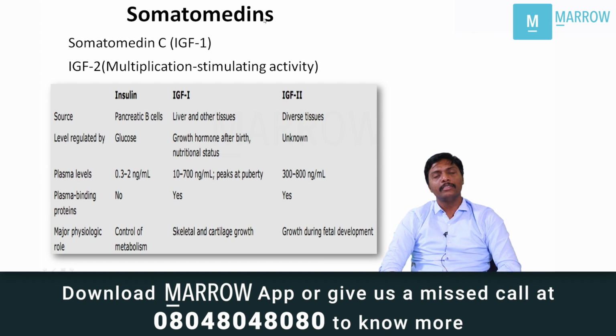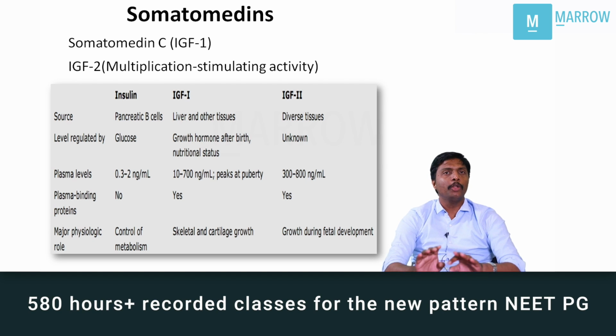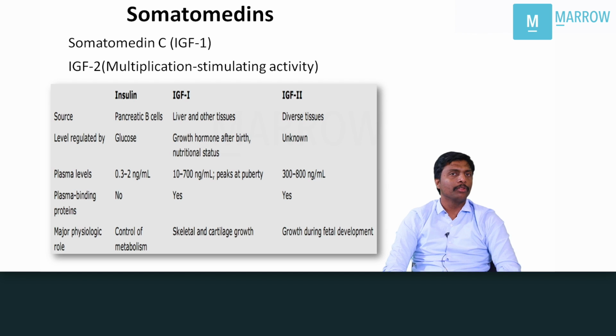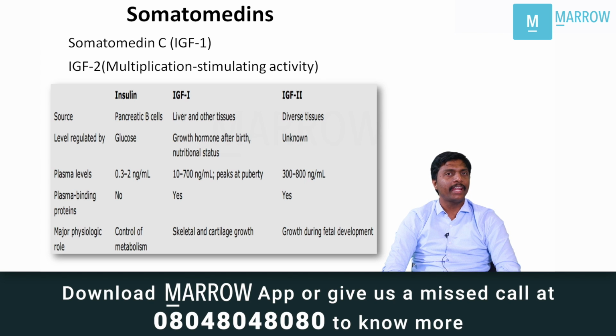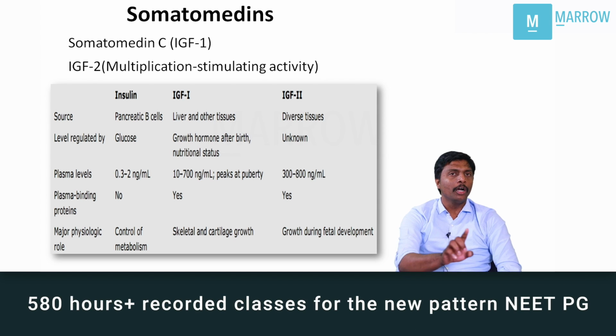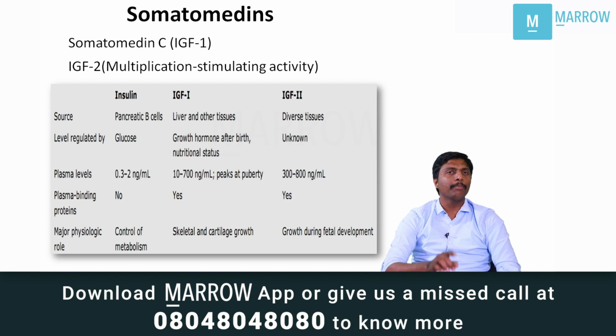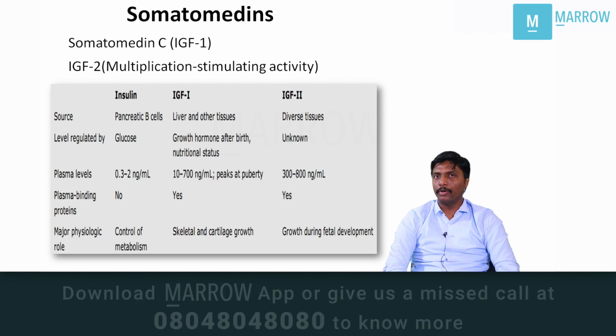Simple. Second MCQ. Somatomedins are also called, a very important term, insulin-like growth factors. Very simple. Their actions resemble insulin. Third important thing. Growth hormone produces somatomedins. These somatomedins inhibit growth hormone. What type of feedback is this? Negative feedback regulation. 3 points over.